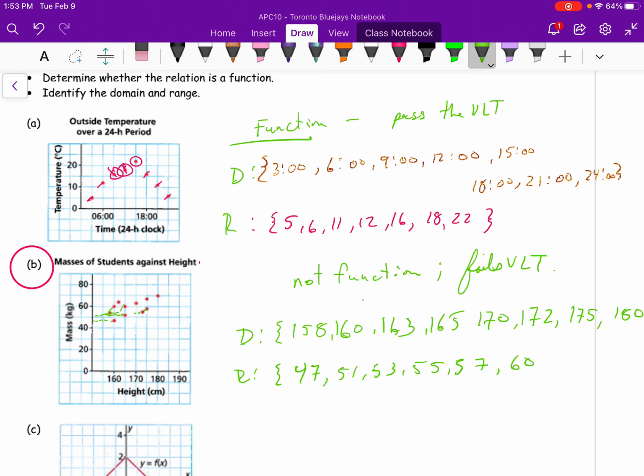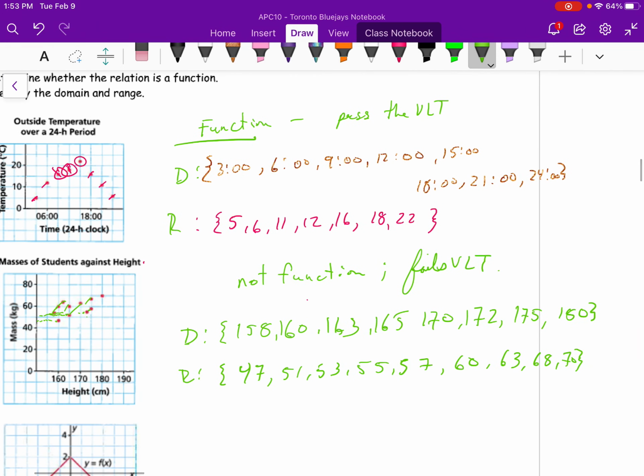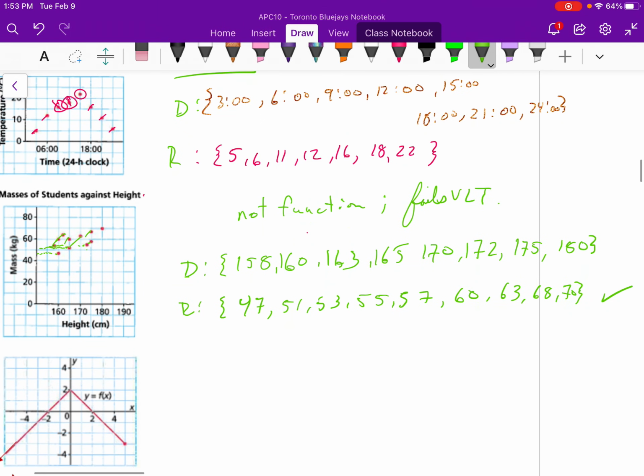I have 2 60s, right? 1, 2. It looks like I have 2 63s. Maybe I might even have a 68 and a 70. That would be the range. I think what's really important is that there's more elements in the range. And anytime you have more elements in the range, it is not a function.